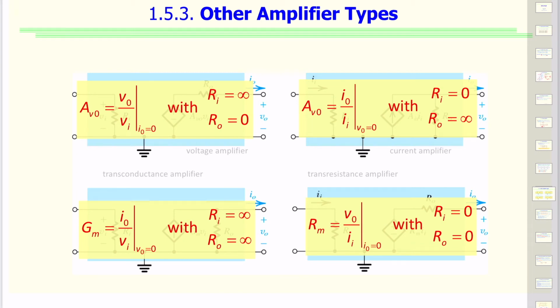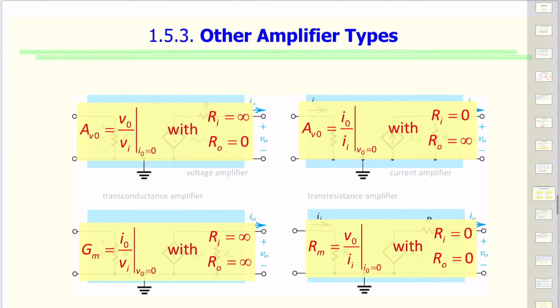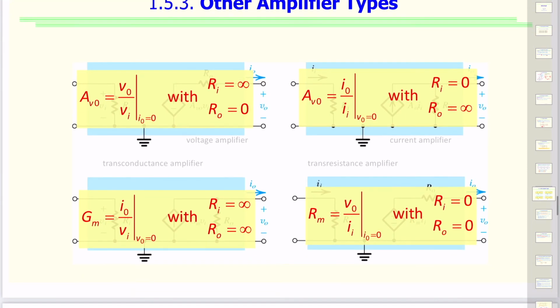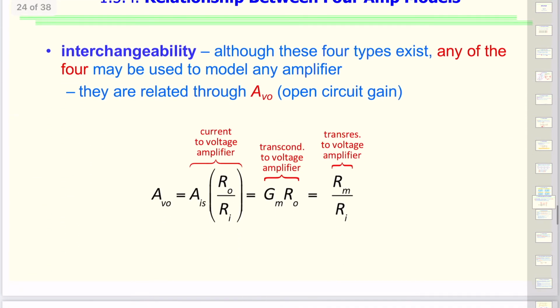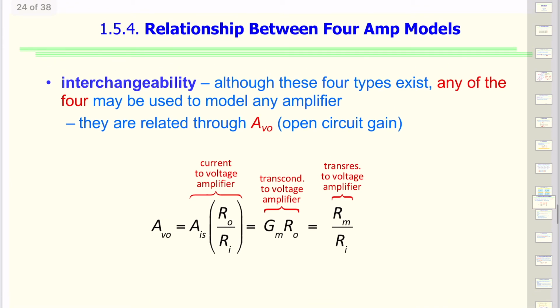And these are relationships that go with all of them, for the voltage amplifier, for the current amplifier, for the transconductance amplifier, and for the transresistance amplifier. Now, all four of these types are basically the same. They can be interchangeable, and any one of those can be used when we are modeling the amplifier, and they are connected through the open circuit voltage gain. So Av0 is what binds them together.